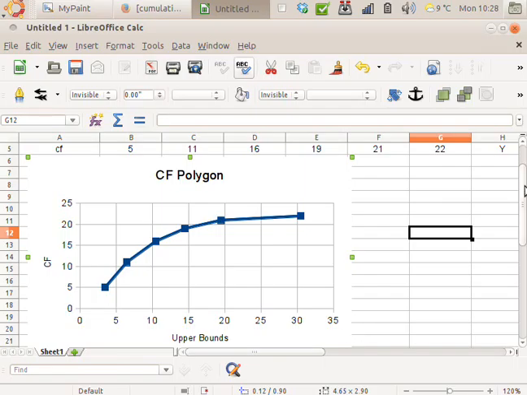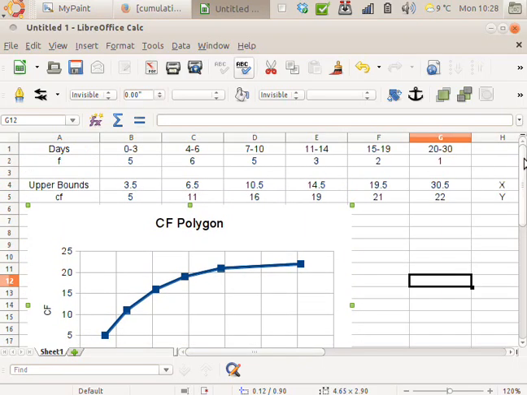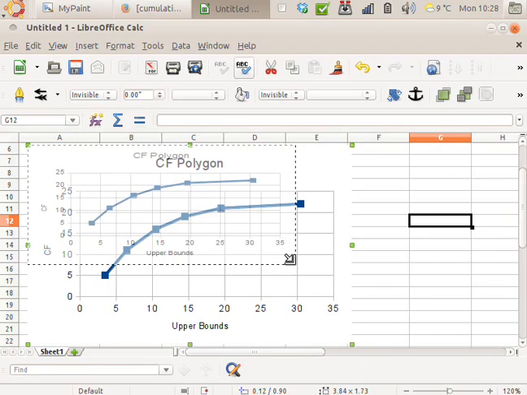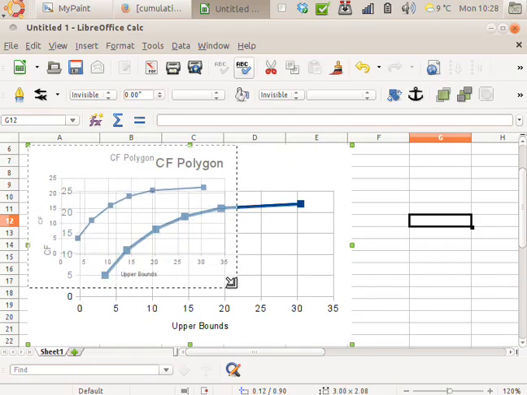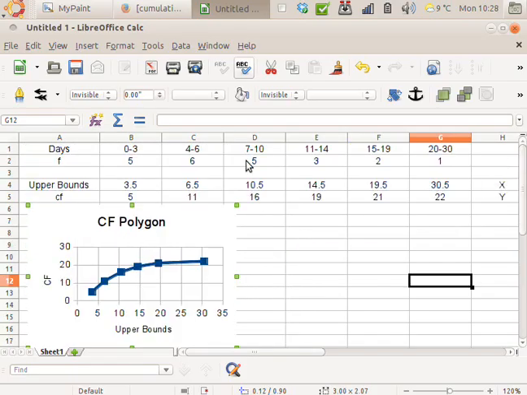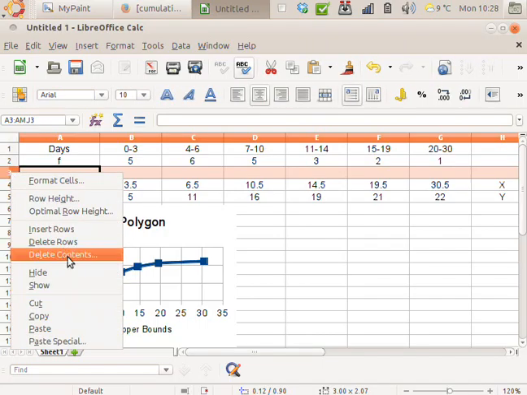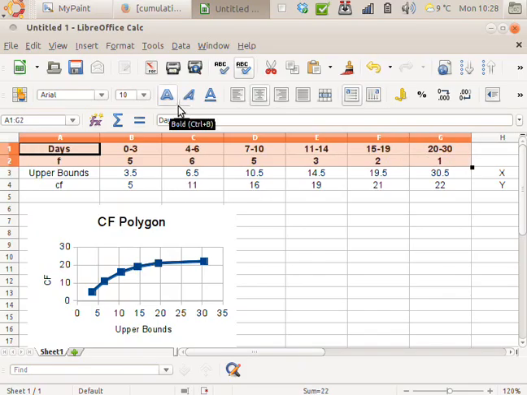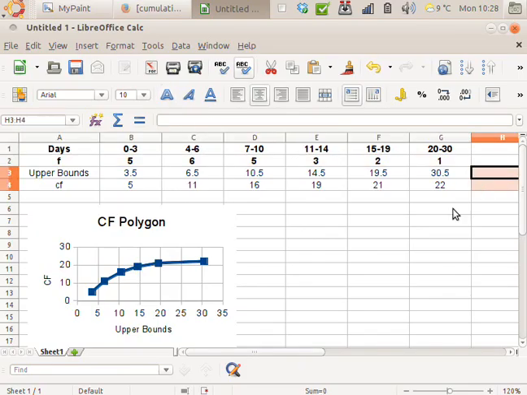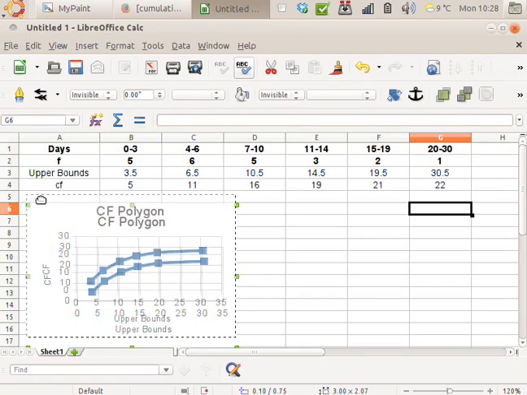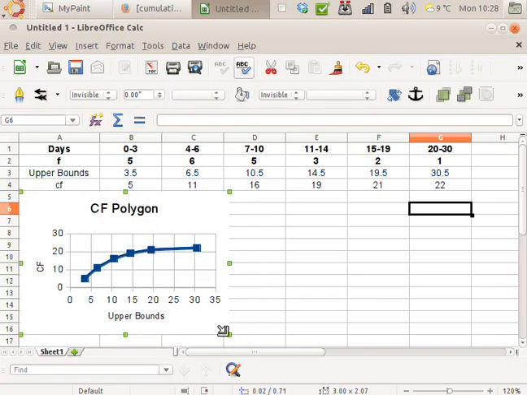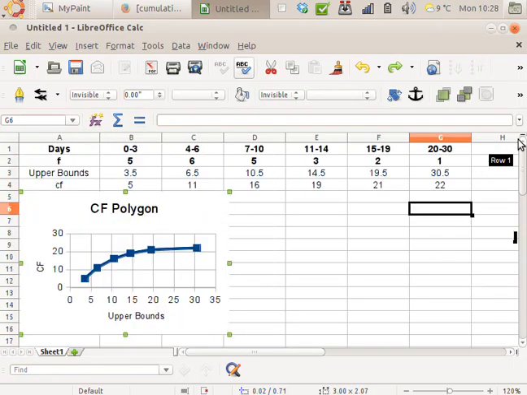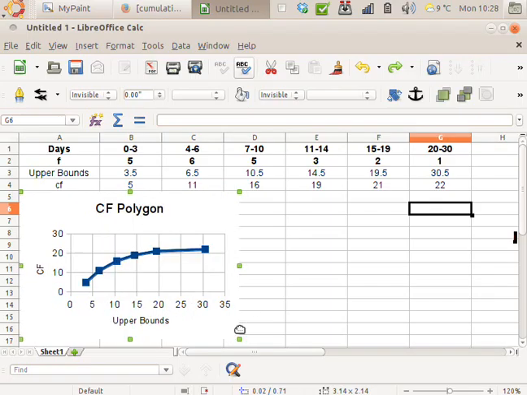So I'll go back up to the... maybe I'll make this a bit smaller here. There we go. And if I delete this here... Okay. Whoops, uh-oh. All right.